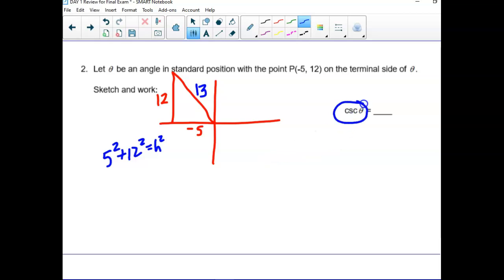Read carefully. It says cosecant, which is the reciprocal of sine. So for most of you, if you just use sine equals opposite over hypotenuse, this would be hypotenuse over opposite, which would be 13 over 12. Please shout if I make a mistake. I don't want it on the video. Everybody good?